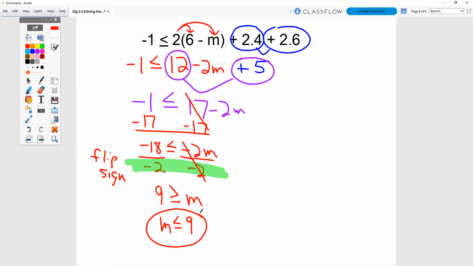Again, be very, very careful. Always get rid of your parentheses first. Look for combining like terms, and then look for variables on both sides.